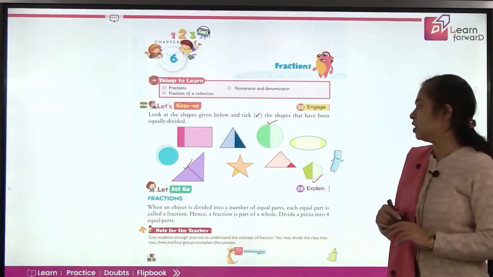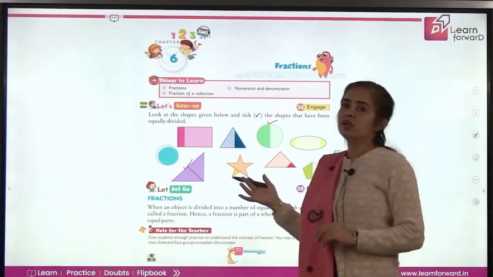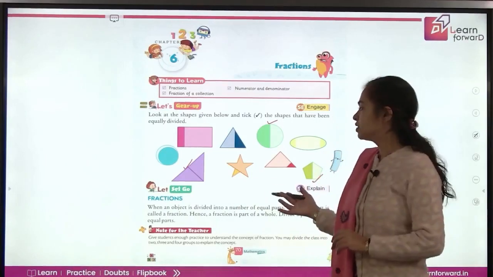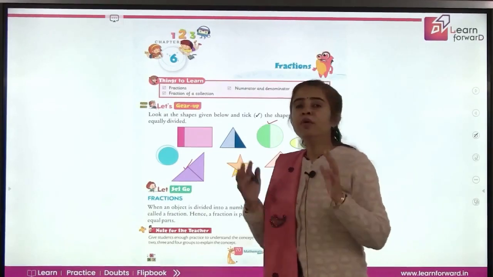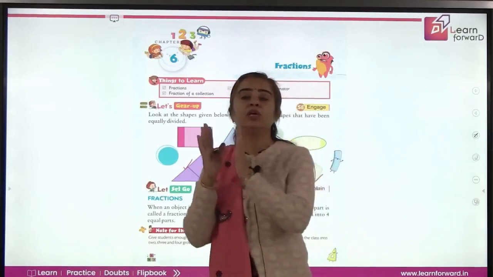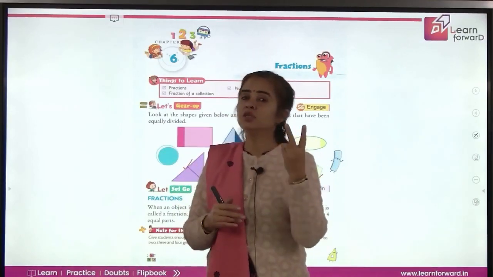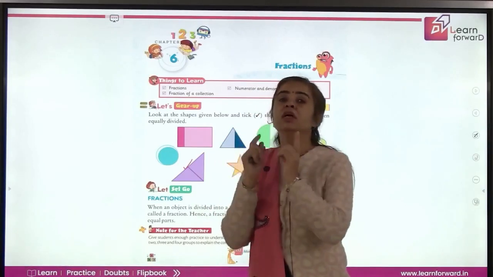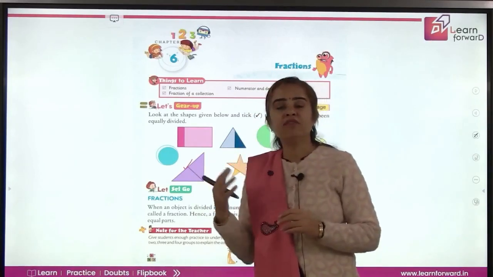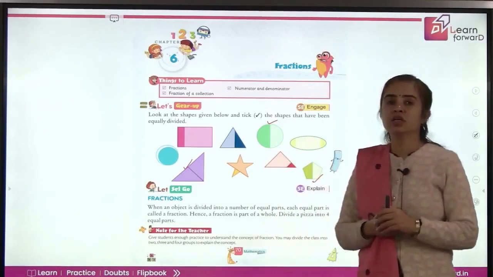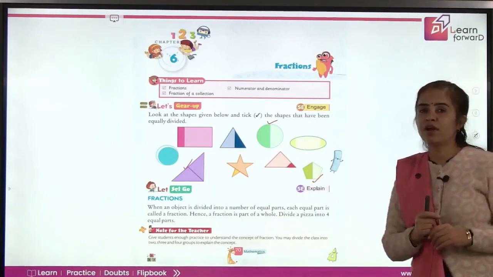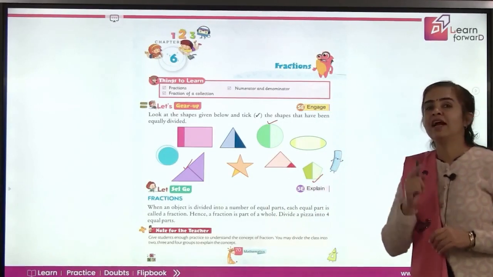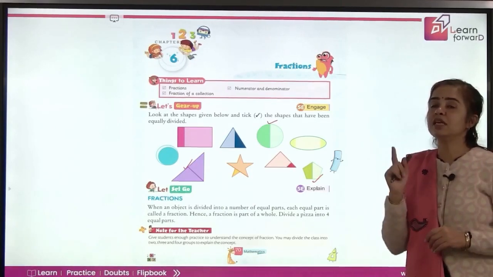How do we make equal parts? So, from this only we'll move on to fractions. What is a fraction, children? When anything is divided into equal shares, may it be 2, may it be 4, may it be 40, but the size of the share must be equal, then we say it is a fraction. So the very basic thing for a fraction to be is that the parts must be equal.